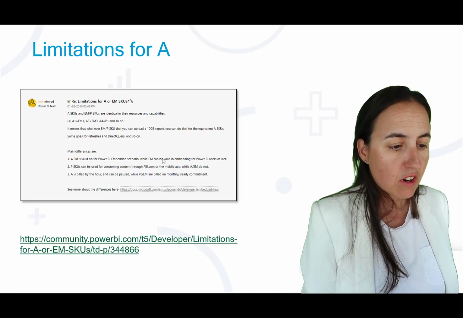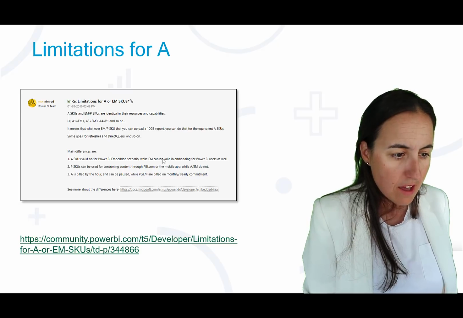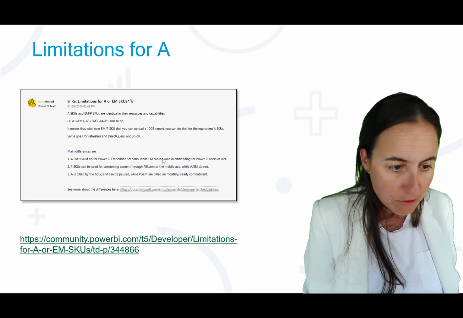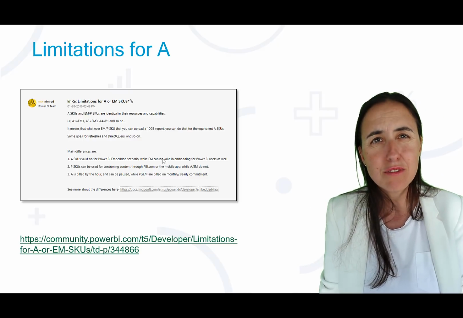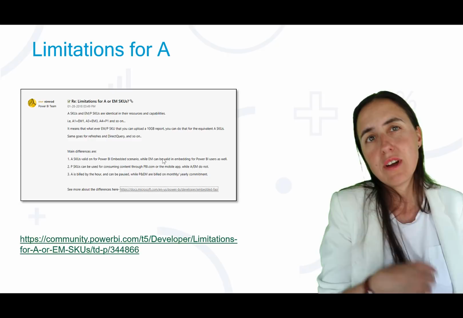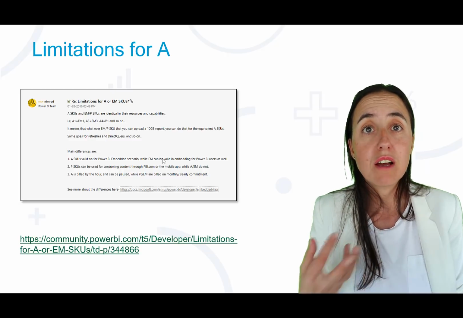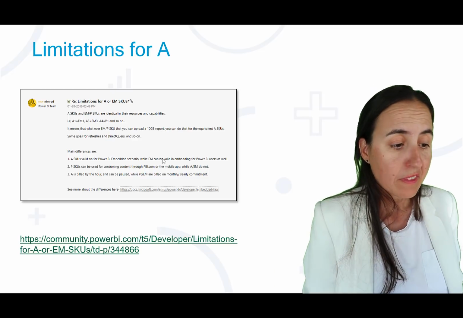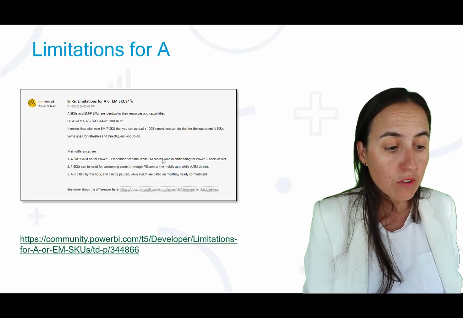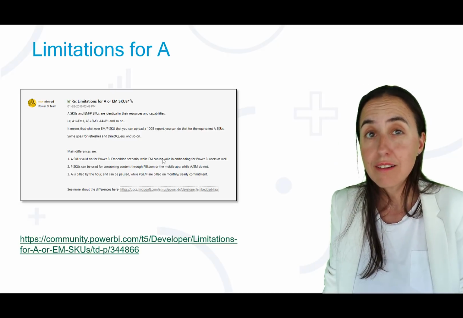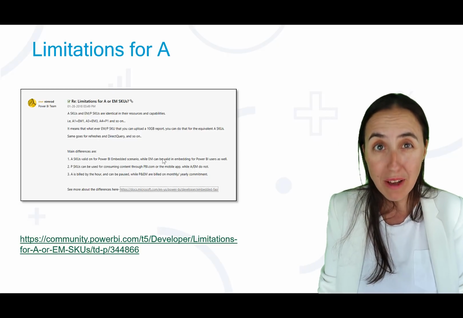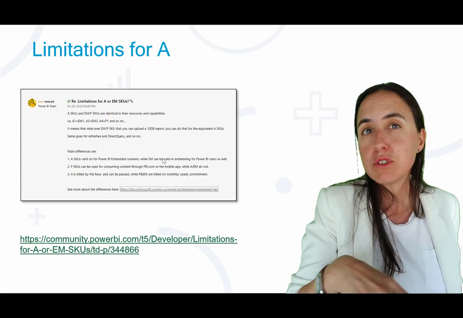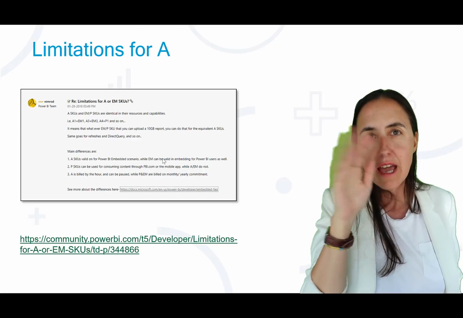So it says the main difference is that the A SKU is valid in Power BI embed scenarios, while EM can be valid in embedding for Power BI users as well. I don't think it's very well explained, but we talked about that. So A is just for your own application, but EM allows you to embed it in SharePoint and in Teams, for example. P SKUs can be used for consuming content through powerbi.com. We talked about that. It's only the premium capacity that will allow you to do that. But you won't be able to do it on the apps either.